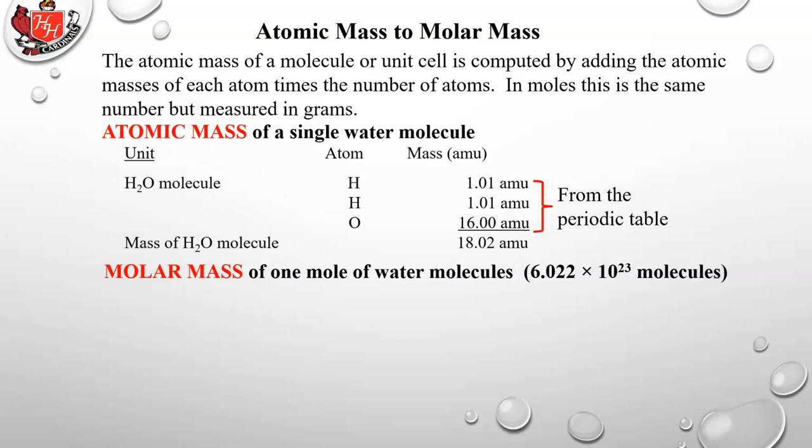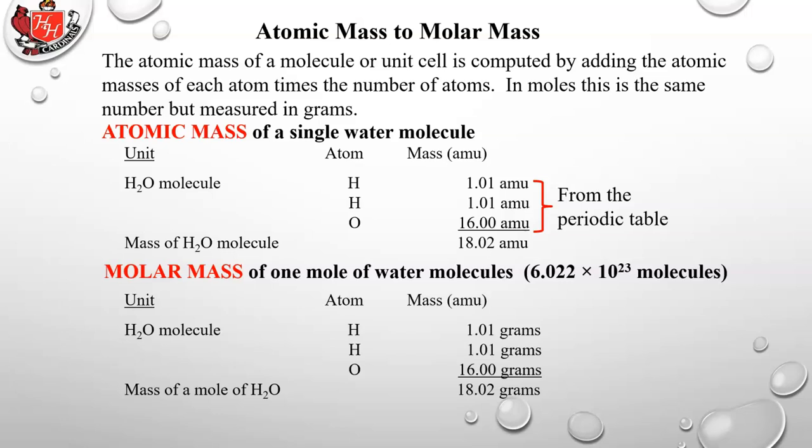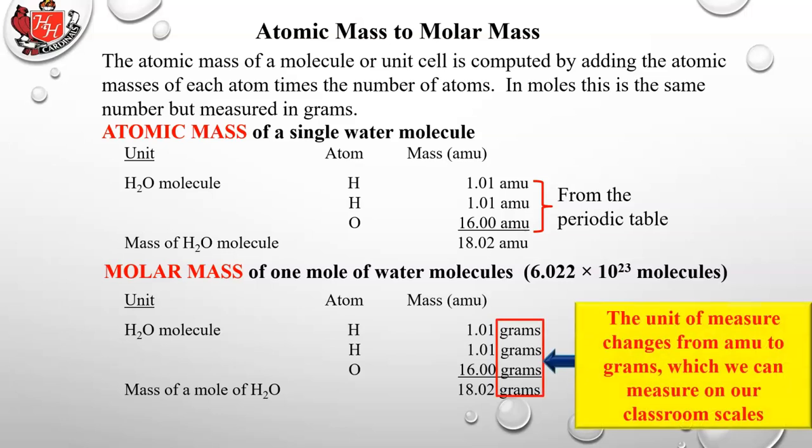The molar mass of 1 mole of water molecules, that is 6.022 times 10 to the 23rd. You notice everything is identical as above, except we changed the units of measure to grams, something that we can actually measure on a scale in our lab. The unit of measure changes from AMU to grams, which we can measure on our classroom scales.